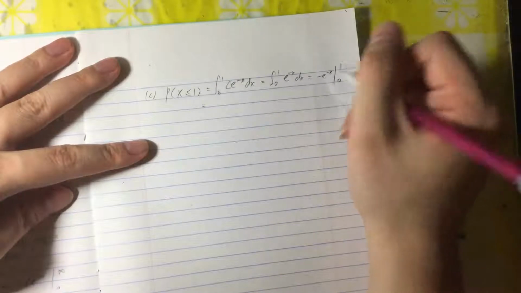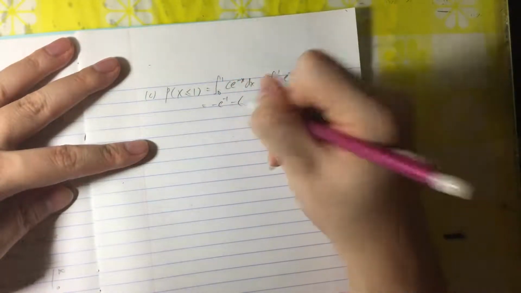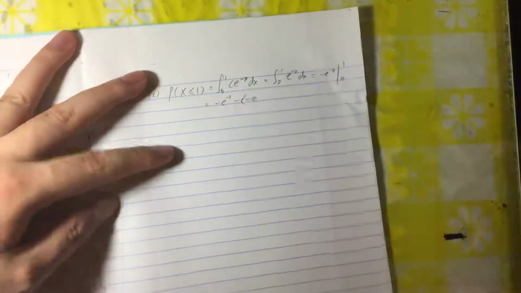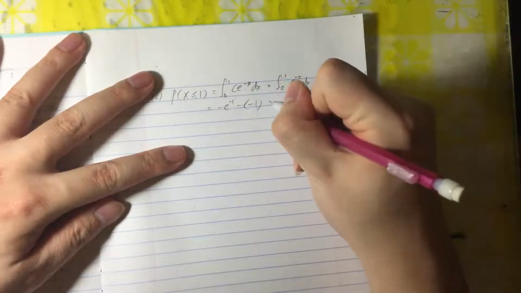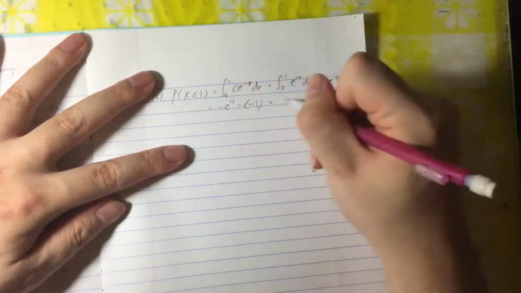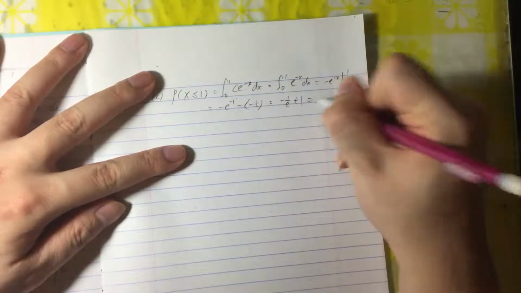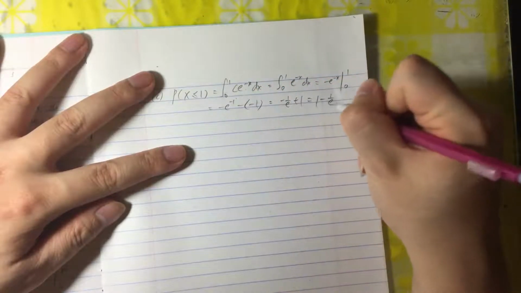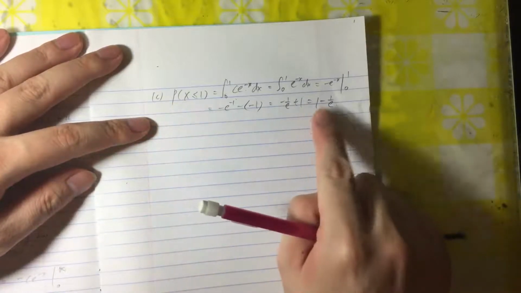If I plug in 1, I get negative e raised to negative 1. If I plug in 0, I get negative e to the power of 0. e to the power of 0 is 1. The first part is negative 1 over e. The second part is plus 1. So the answer is 1 minus 1 over e. The probability that s is less than or equal to 1 is 1 minus 1 over e.